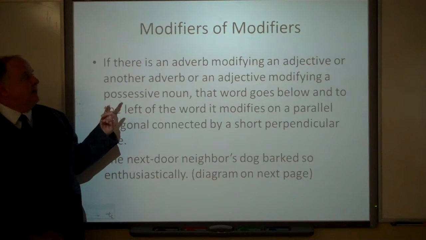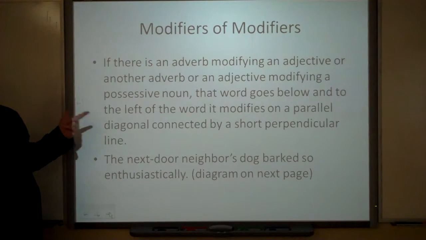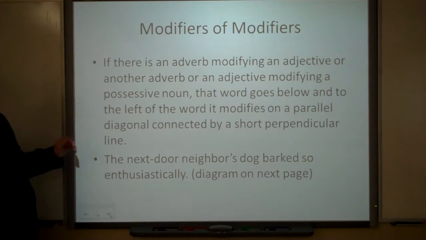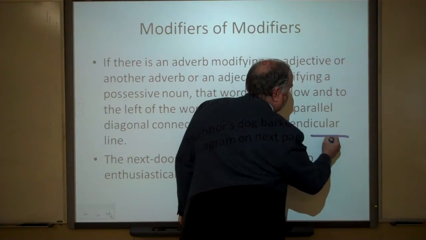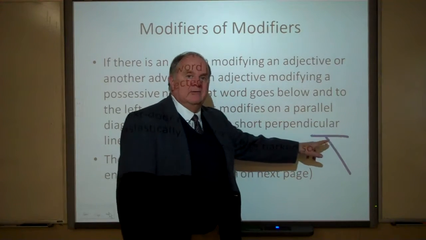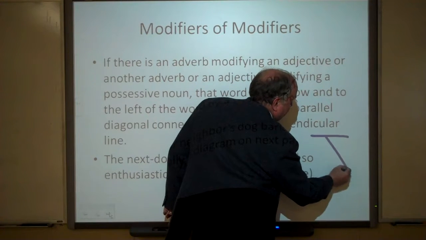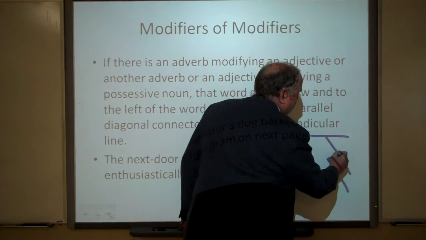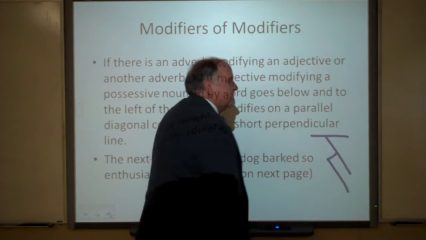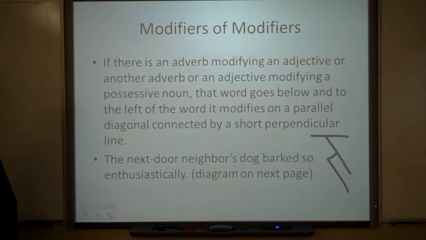If there's an adverb modifying an adjective or another adverb, or an adjective modifying a possessive noun, that word goes below and to the left of the word that it modifies on a parallel diagonal connected by a short perpendicular line. So let's say this is the main line. There's a modifier of the subject or verb on the main line. Then if the modifier itself has a modifier, there's a parallel line slightly below it, connected by a perpendicular like that. So it would look something like that.